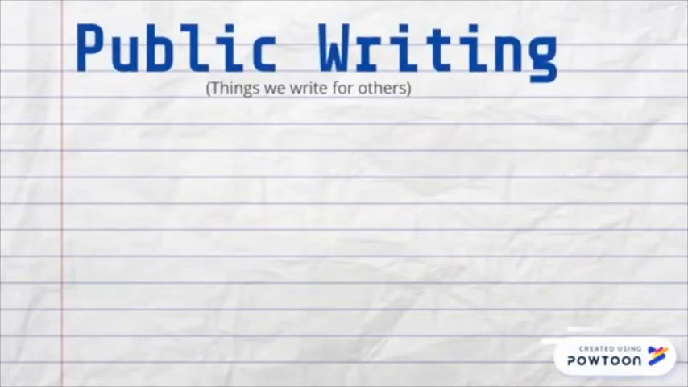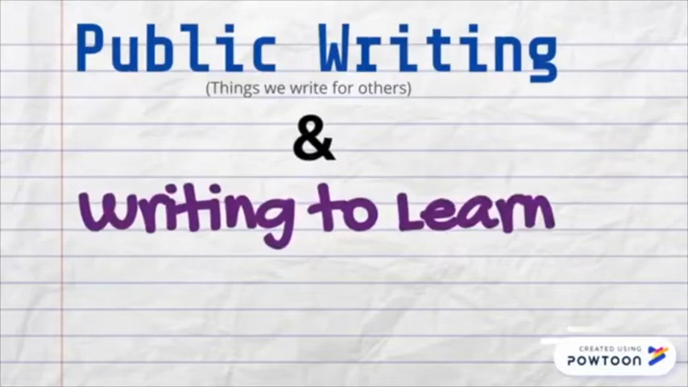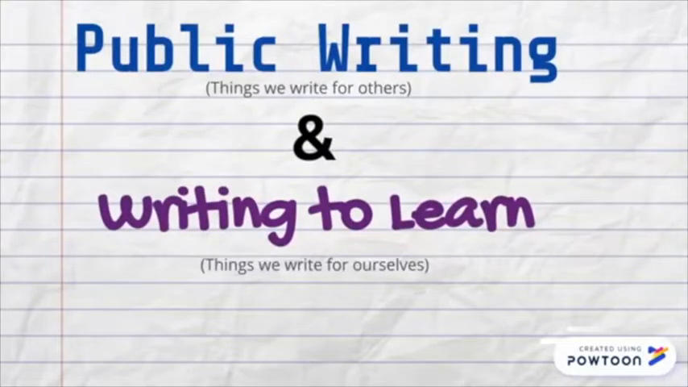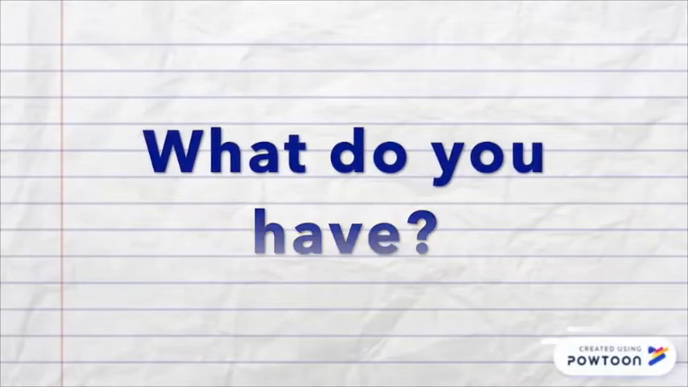Let's use Daniels and his friends to help us think about this in terms of private and public writing. On pages 14 and 15, they talk about writing to learn and public writing. Now, I want to pull that back even further to think about the things we write for ourselves and the things that we write for others. So take a second to think about some of these things. So, what do you have?